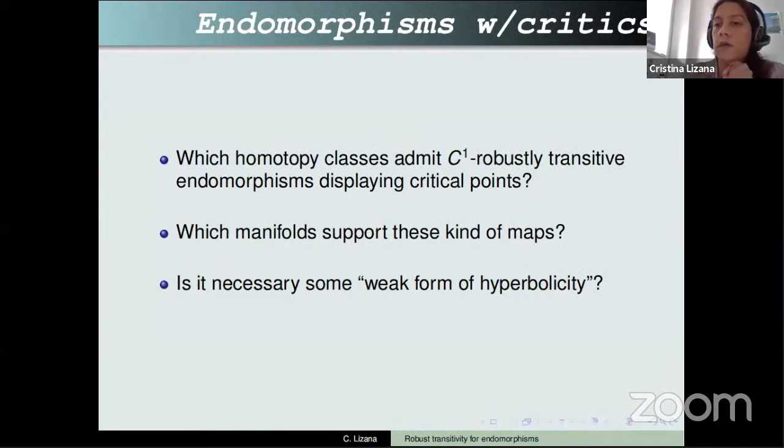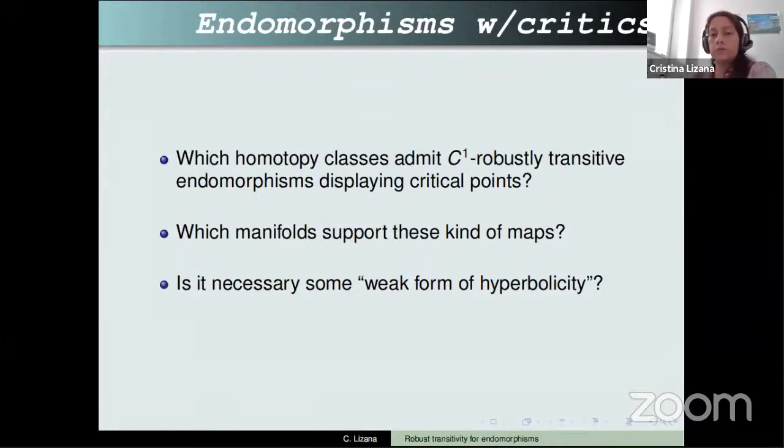Now what happens if you add some critical points? For critical points, you now have points where the differential at this point is not an isomorphism. So the kernel of the differential at this point is not trivial. So you have directions where the differential is going to be 0.